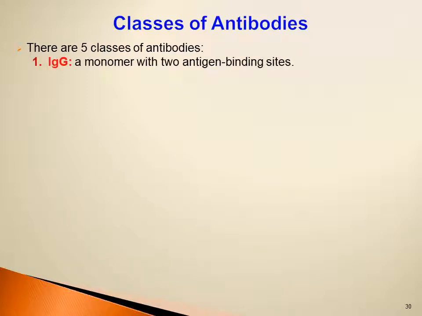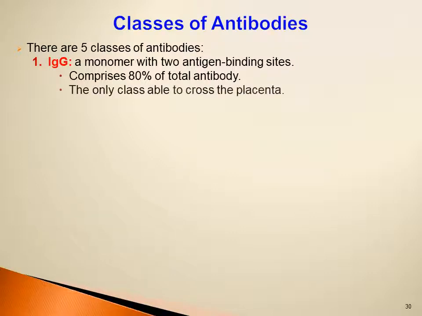IgG is a monomer with 2 antigen binding sites. It comprises 80% of the total antibodies that are present in our body. It is the only class that is able to cross the placenta. So maternal antibodies of the IgG class can cross the placenta and give innate immunity to the fetus. The IgG antibodies provide long-term immunity.